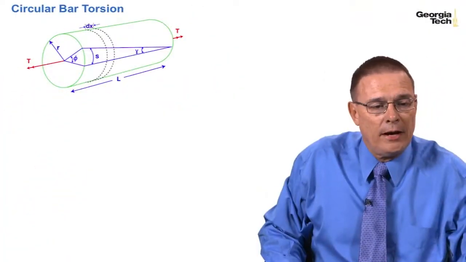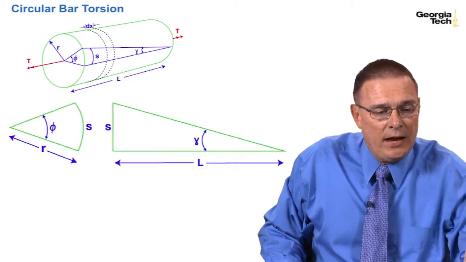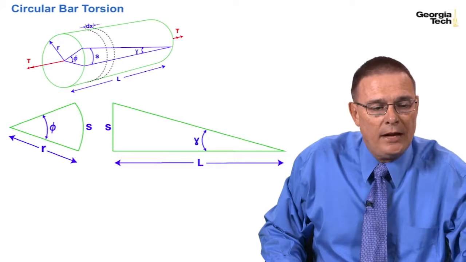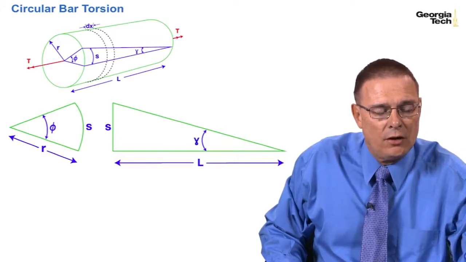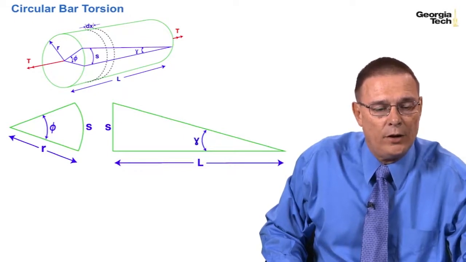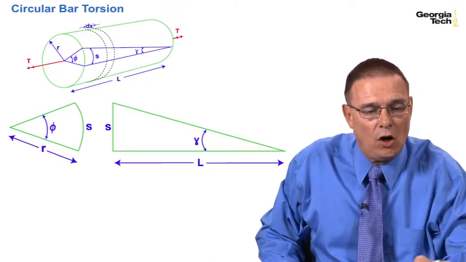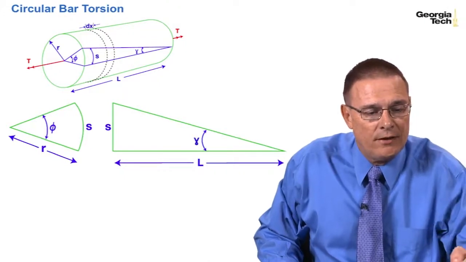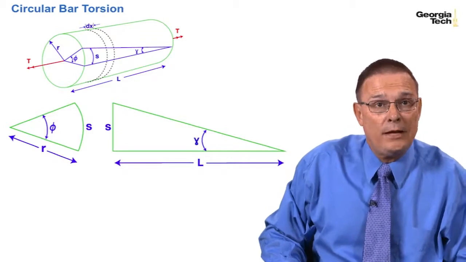So here's our bar again, our circular bar undergoing torsion. And we see that we have this angle phi if we look at it from the side, which is the angle of twist. And then this distance S should be right at this corner here, and that's the arc length of the twist. And we also have an angle, if we look at it from the side, which we'll call gamma. And again, for small angles and small deflections, this distance S can be assumed to be the same as this distance S. And then we can relate the two.